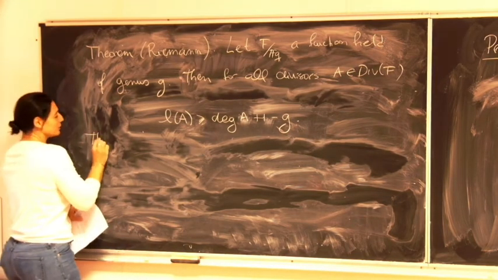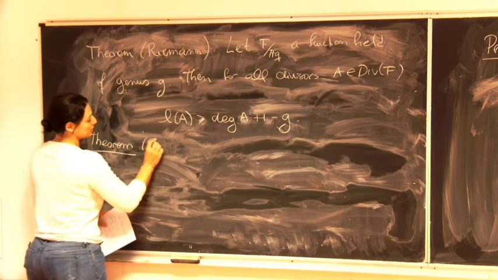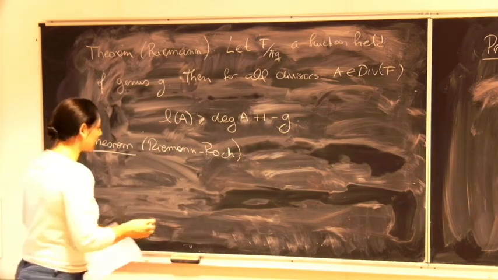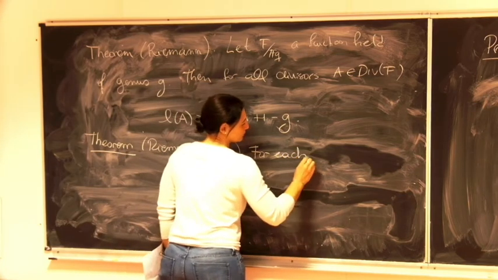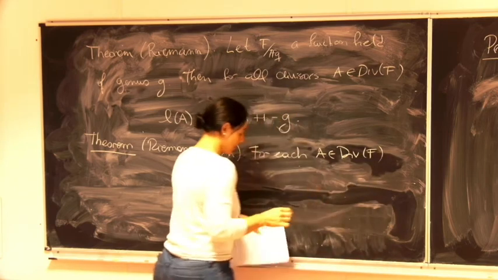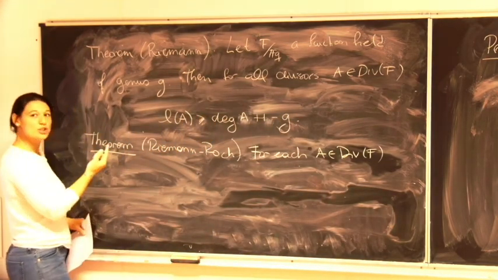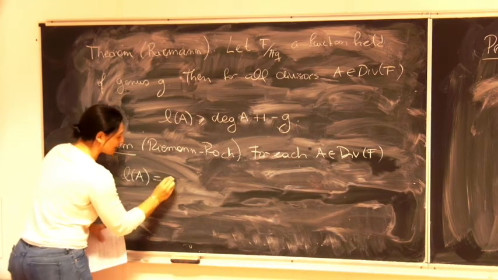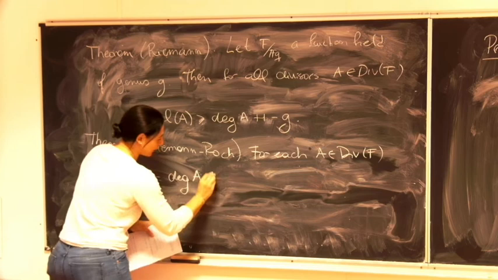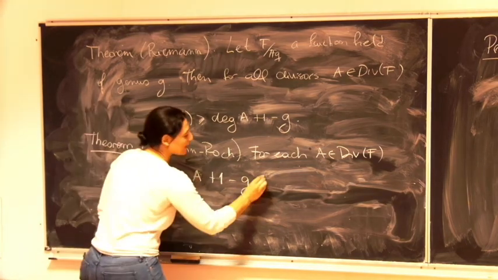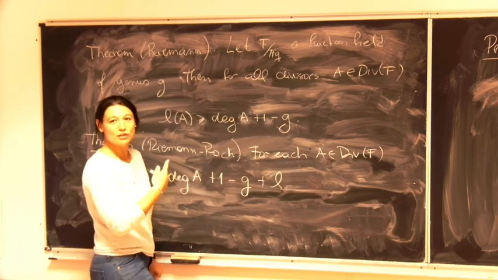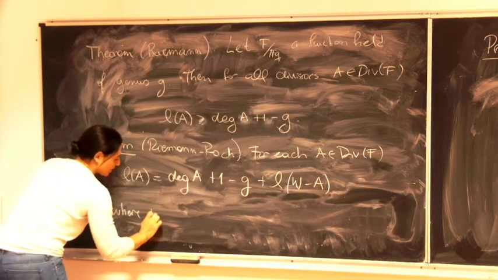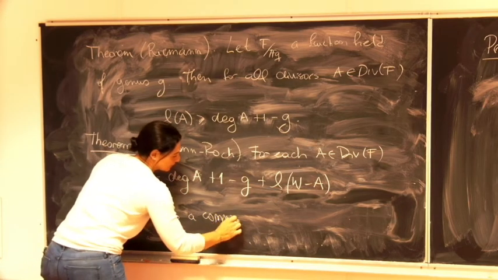But the Riemann-Roch theorem says that for each divisor, the dimension of that divisor is exactly the degree of A plus 1 minus the genus, plus the dimension of a space, which is L of W minus A, where W is a canonical divisor.